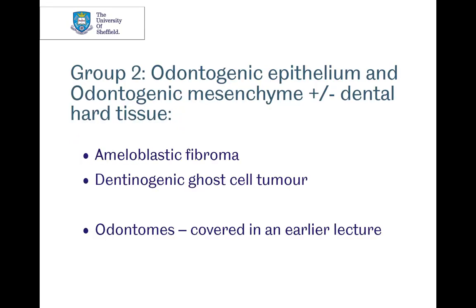So first of all, we come to group 2, and these are lesions which comprise odontogenic epithelium and mesenchyme. When you have odontogenic epithelium and mesenchyme together, you then have the possibility of the formation of true dental hard tissues. Two main neoplasms are the ameloblastic fibroma and the odontogenic ghost cell tumour. If you remember, we mentioned very briefly in the cyst lecture the calcifying odontogenic cyst, and this is the solid component of that, which is thought to be neoplastic.